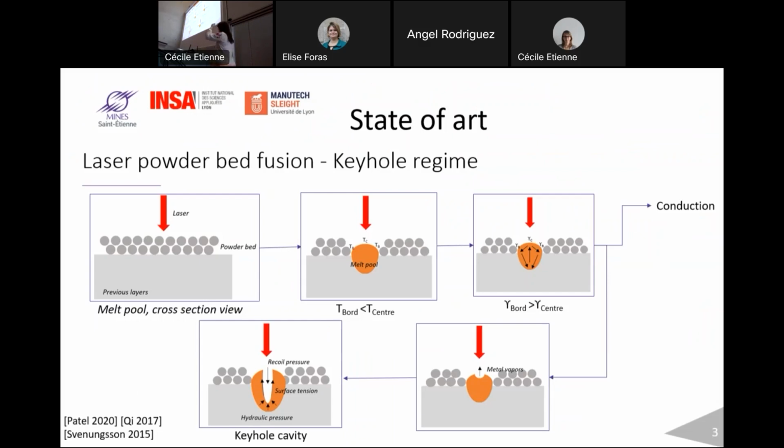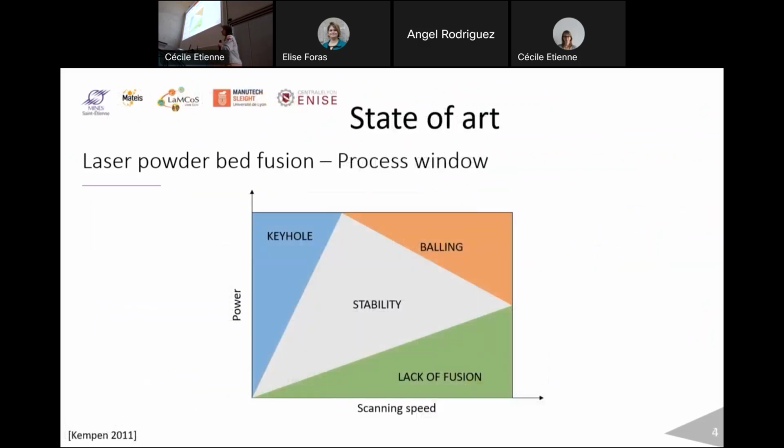Nevertheless, you have some hydrodynamic pressure and surface tension that try to close the keyhole cavity. So this regime is really unstable because you can create a pore, even a really big pore, during the process. Now we are in the keyhole regime and also a convection regime.